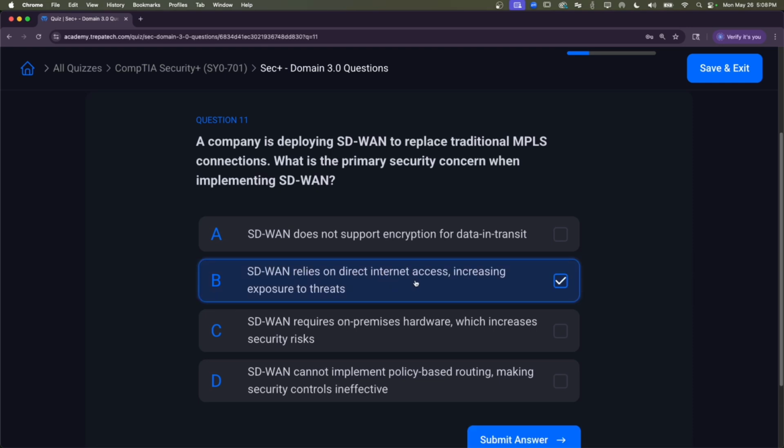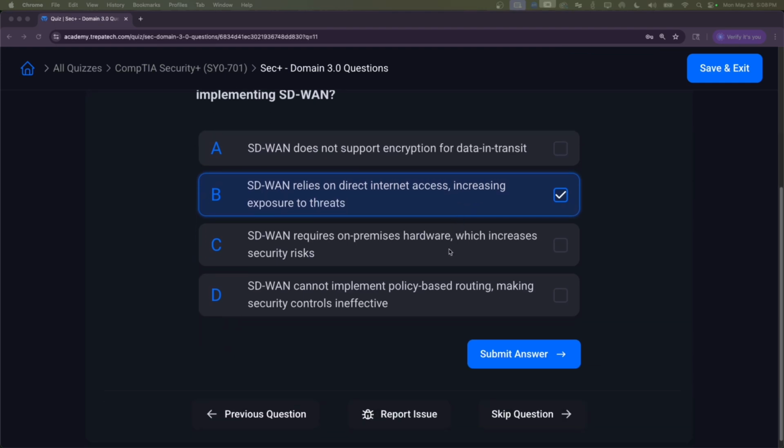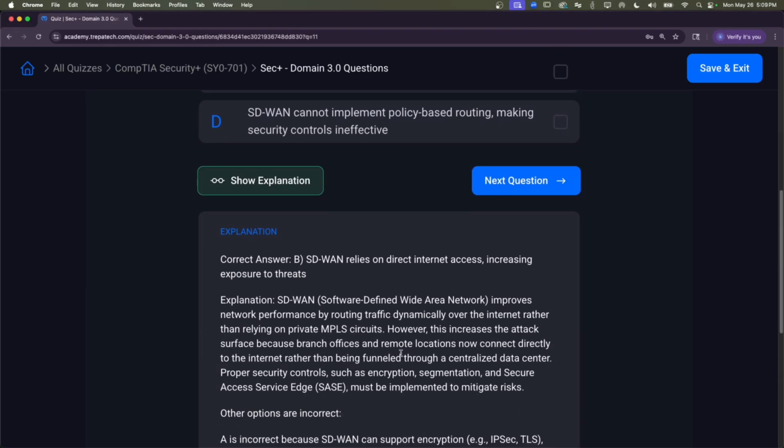Relies on direct internet access. I mean, doesn't every WAN connection? I believe it does. And SD-WAN by default, at least for Cisco SD-WAN, uses IPsec to actually create its tunnel connections. So A is not it, right? SD-WAN relies on direct internet access. I guess we can go with B, but I mean, MPLS, well, I see what it's saying.